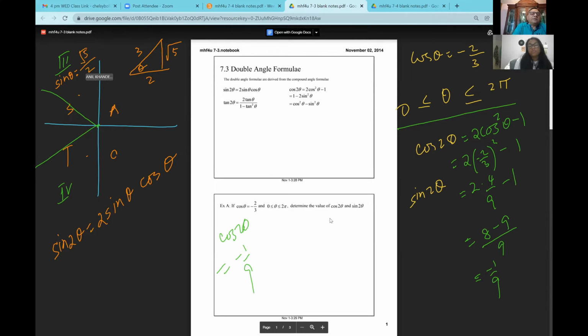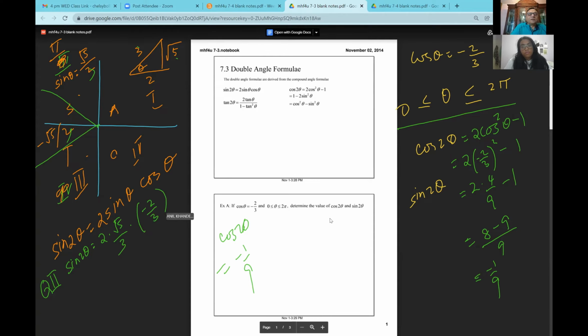However, in quadrant 3, what did I write? I should have written 2 here and 3 here, right? And this is quadrant 4 and this is quadrant 1. Okay. So in quadrant 3, it is going to be negative square root 5 over 3, correct? Because sine is negative in quadrant 3. So sine 2 theta will have two values. One, if you consider quadrant 2, in that case, sine 2 theta will be equal to 2 times sine theta, which is square root 5 over 3, and cos theta is given to us as -2/3.